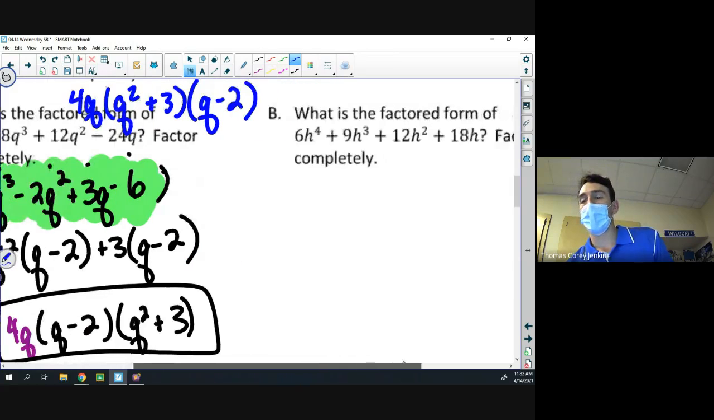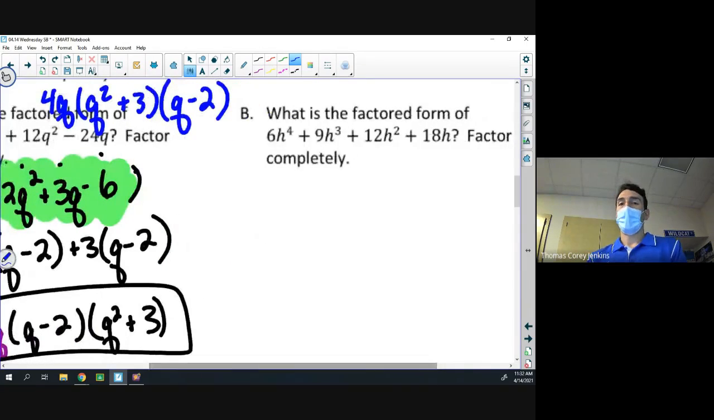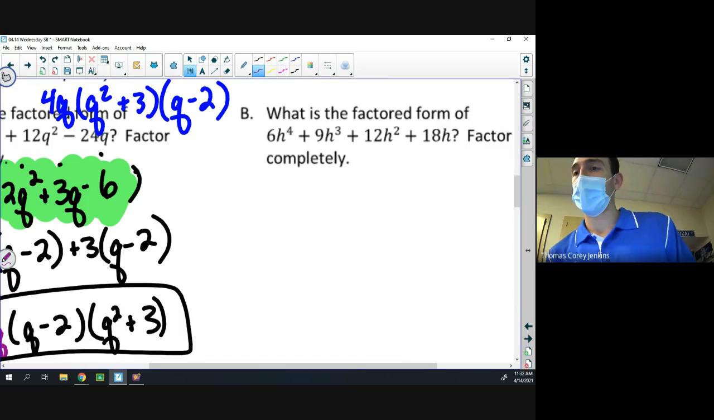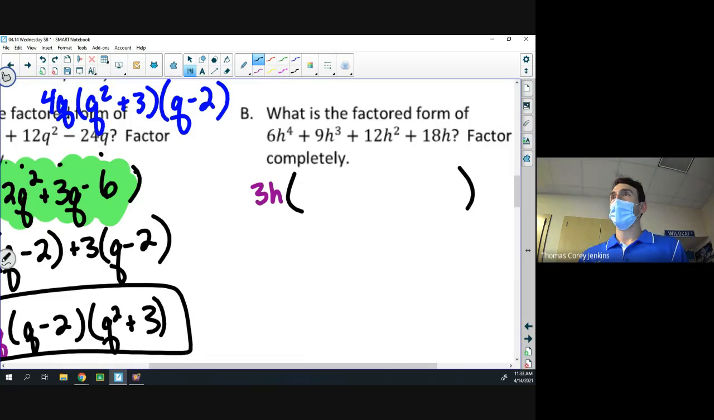So moving on to the next one. We know we're going to have a GCF out front. Looking at all 4 terms, what's my common thread for all 4 of them? Robert? 3H, very good. All right. Anybody tell me what goes in the parentheses then? What are the 4 terms in the parentheses? Go ahead.